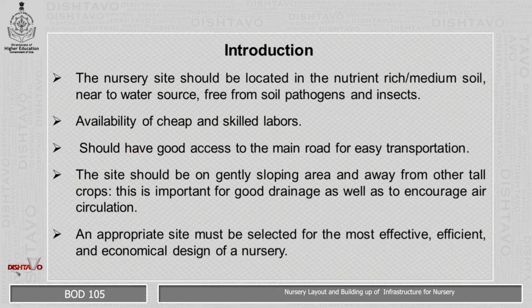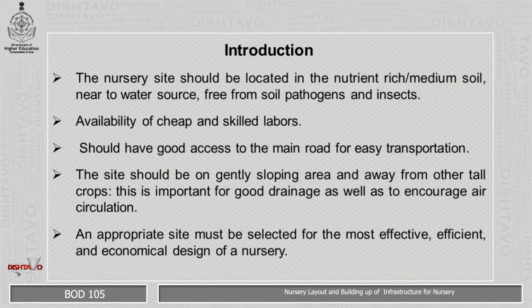The nursery should give good access to a main road, and easy transportation of the planting material should be possible. This is especially true for a commercial and large-scale nursery. The site should be on a gently sloping area away from other tall crops. Good drainage should be there. Waterlogging, like in the rice fields where waterlogging takes place, or low-lying areas, those areas are not suitable for starting a nursery. It should be a gently sloping and well-drained place.